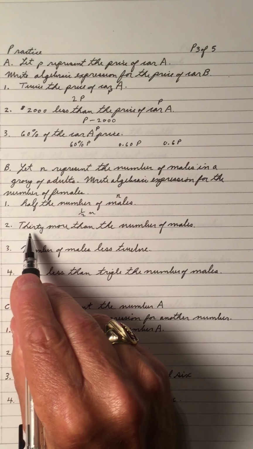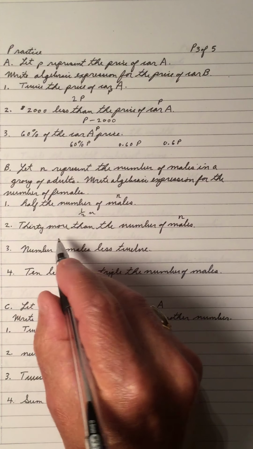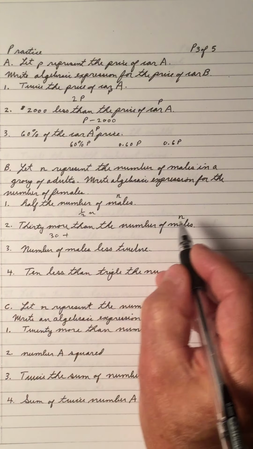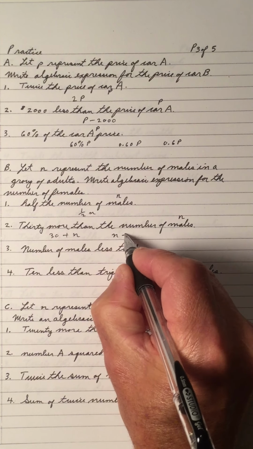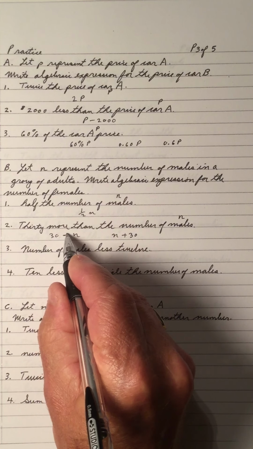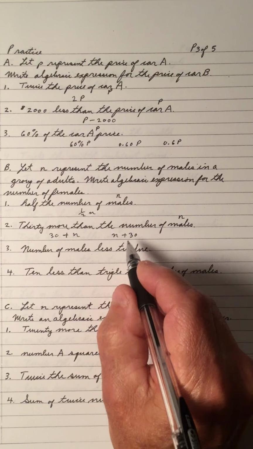B, the number of females is 30 more than the number of males. The number of males is N, so 30 more than, so 30 plus N. And again, the better way to write that is N plus 30. Again, 30 plus N is not wrong. N plus 30 is better in terms of the math.